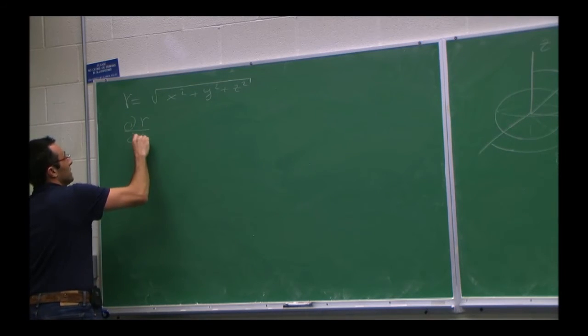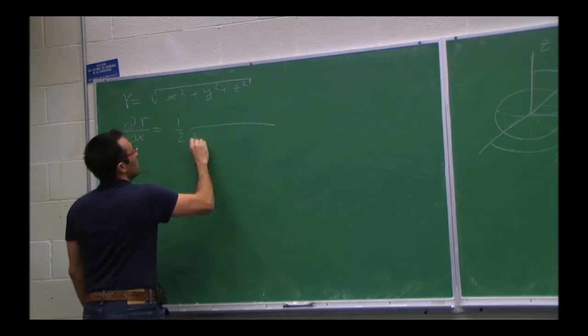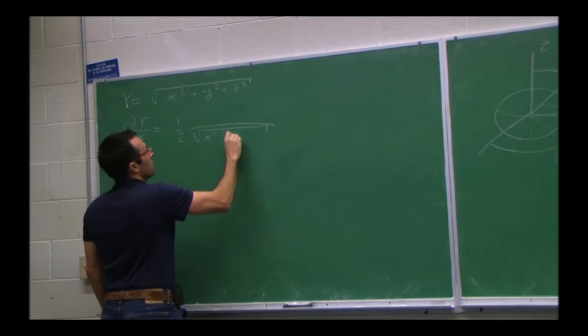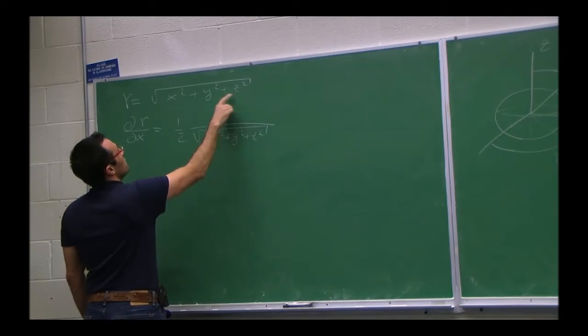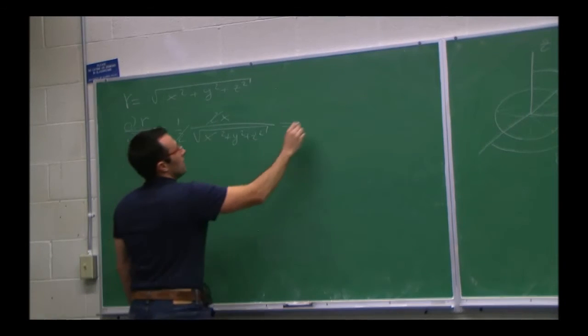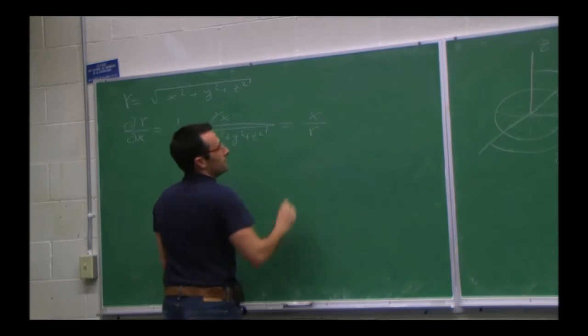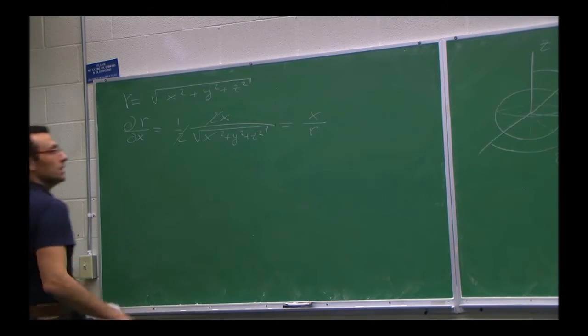dr dx. Well, it's 1 over 2. The square root goes down here, right? X squared plus y squared plus z squared, and then the partial of this with respect to x, which is 2x. And so this really ends up being x over r. You see that? No? Yes? Okay. So that's really the easiest one.